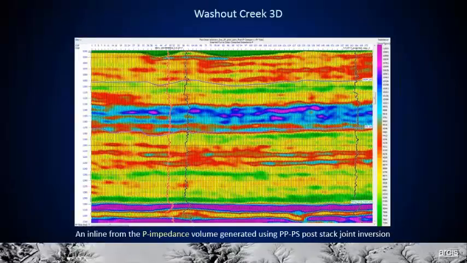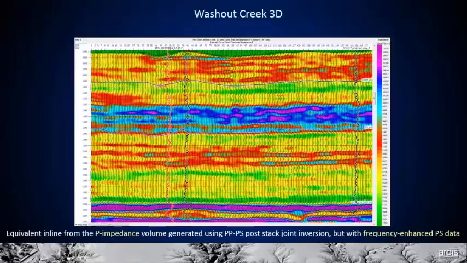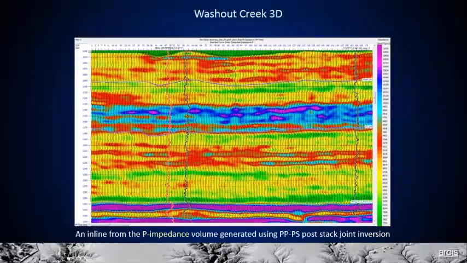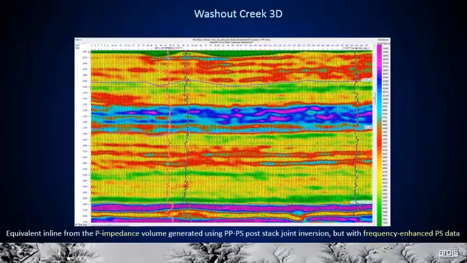Here is the P-impedance section using the PP-PS joint inversion, and the equivalent section after frequency enhancement is seen here, and you can notice the changes at the different levels. So we can make that difference happen to the data, and that will result in obviously somewhat more accurate interpretation.